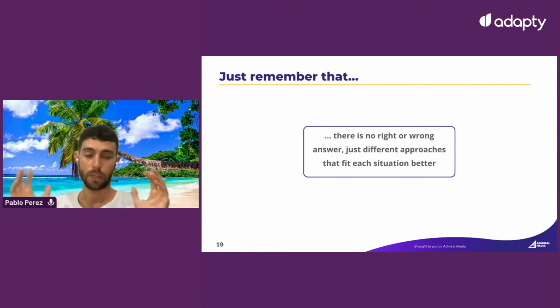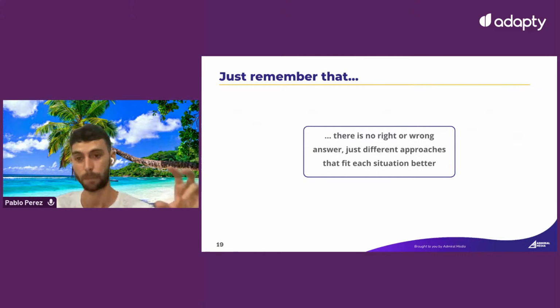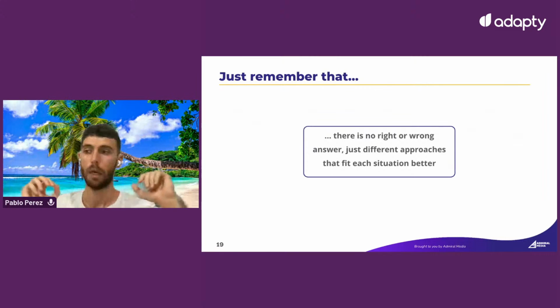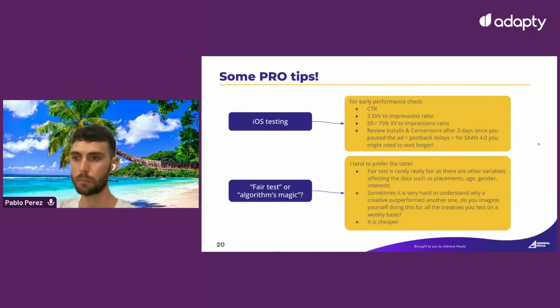And again, as I said before, there is no right or wrong answer here. It's just different approaches with different costs, of course, and that fits each situation better. So you need to analyze your budget, you need to analyze your situation, you need to come up with your goals and come up with a testing budget. And then, as I said before, if it's okay, then you press the green button and publish everything. And if not, then you need to rework it.